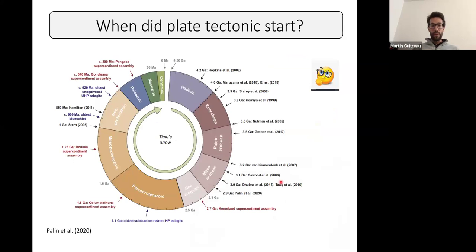Now that we know about plate tectonics, one question that we could ask is, when did that start? And I've put this compilation made by Pauling et al. 2020, where you can see that there are lots of answers that have been proposed. So almost right from the start in the Hadean, down to almost the beginning of the Phanerozoic.